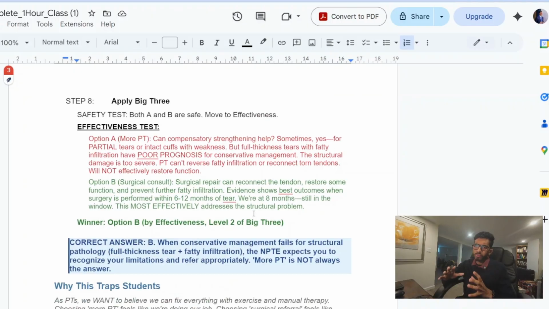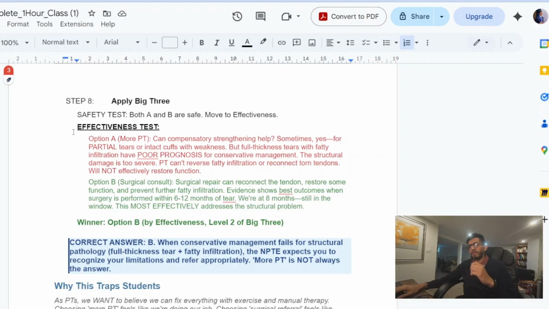So option B will be the best option. You need to go for a surgical consult. That is the safest, most effective, and the most research-backed option. Surgical repair can reconnect the tendon, restore some function, and prevent further fatty infiltration. Evidence shows the best outcome when surgery is performed within 6 to 12 months of the tear. We are at 8 months, still in the window. What most effectively addresses the structural problem? Surgery. So the winner is option B by effectiveness, level 2 of the big 3.